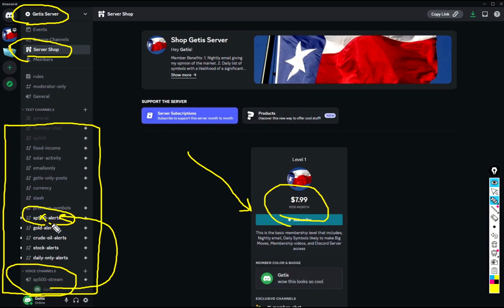All right. Here's the emails only channel I talked about. So drop your email address in there, and you'll get the nightly emails. Okay, there's also alerts, but not streaming charts. Streaming charts are only for the S&P 500, but there's also alerts for gold, crude oil, and the top 30 stocks for the S&P 500 and the NASDAQ, in these channels right here.